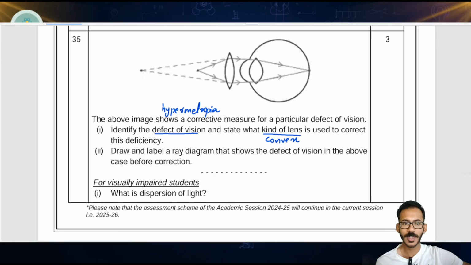Now draw and label a ray diagram that shows the defect of vision in the above case before correction. Here they have given the correction. So before correction, how will it be? We have to draw that one. So before correction, this lens will not be there. The ray of light will go like this. It will reach the convex lens inside the eye, and from there it will converge. But the convergence will happen outside the retina. This will be how it is. Then later, if we use a convex lens in front of the eye, it will be corrected and will fall exactly on the retina. Okay. We'll go to question number 36 in this question paper.